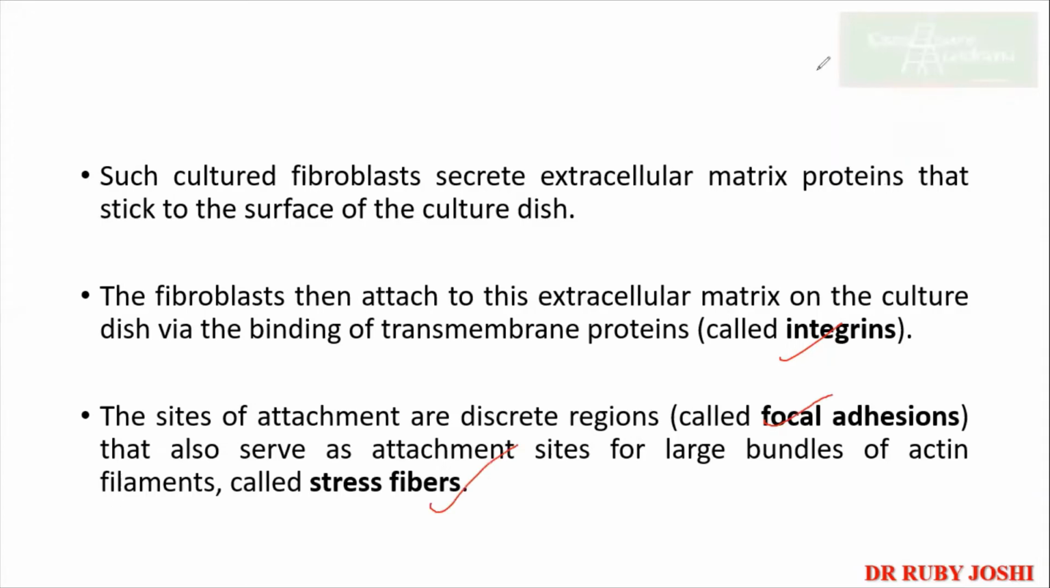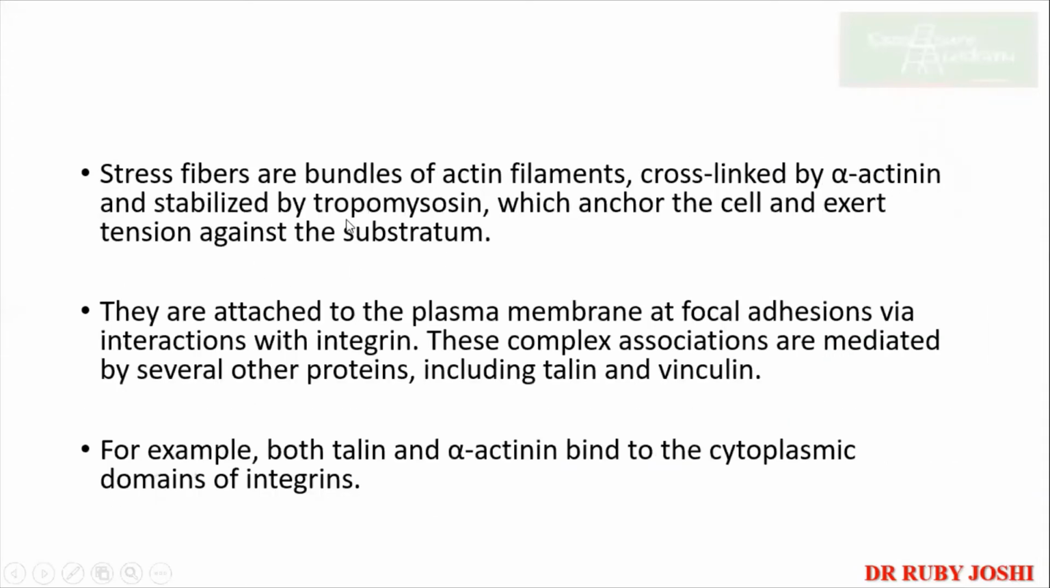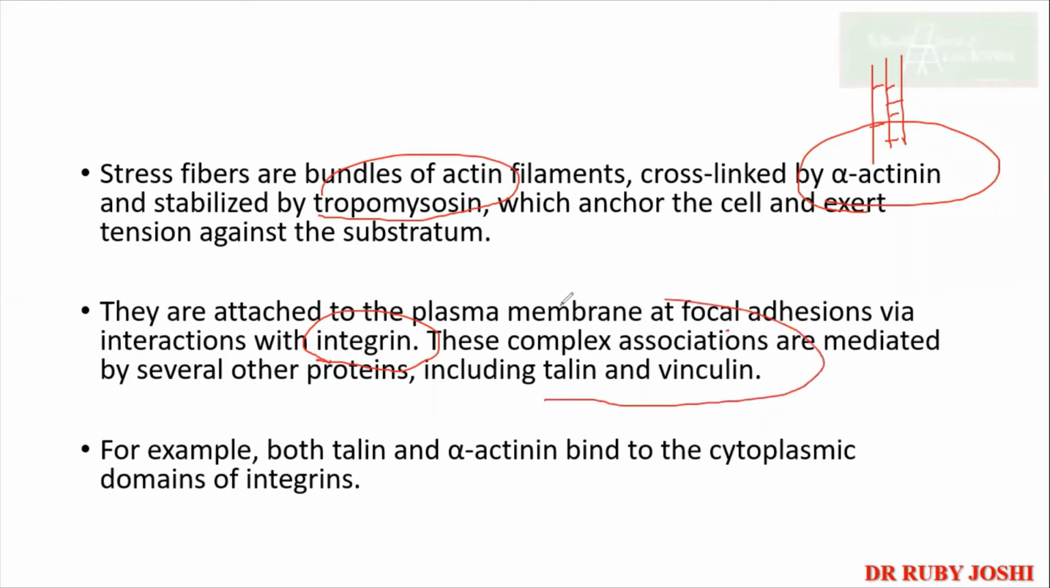I'll show how stress fibers look like. So stress fibers are nothing but the bundles of the actin filaments, which are cross-linked by alpha actinin. Please, guys, यहाँ पे ध्यान देना. So ये stress fibers हैं, they all are connected with each other with the help of alpha actinin and stabilized by tropomyosin, which will anchor the cell and exert tension against the substratum. Okay, we'll come to that. They're attached to the plasma membrane at focal adhesions with the help of the integrins. These complex associations are mediated by several other proteins called talin and vinculin. For example, both talin and alpha actinin bind to the cytoplasmic domains of the integrins.